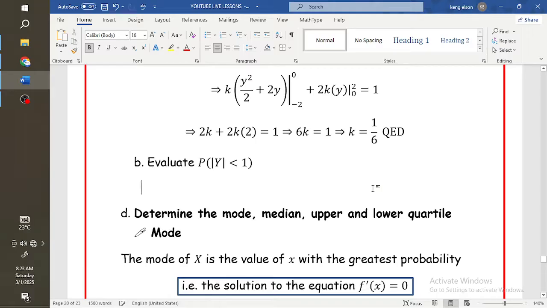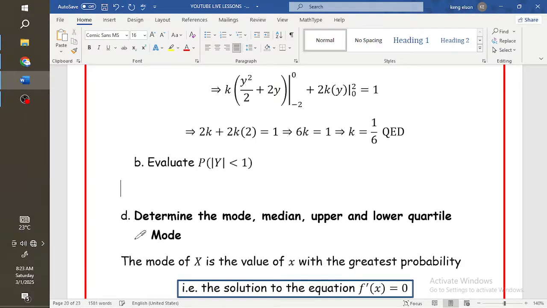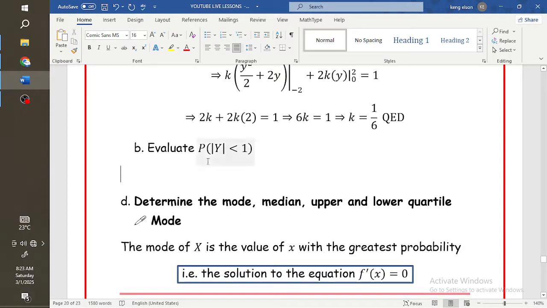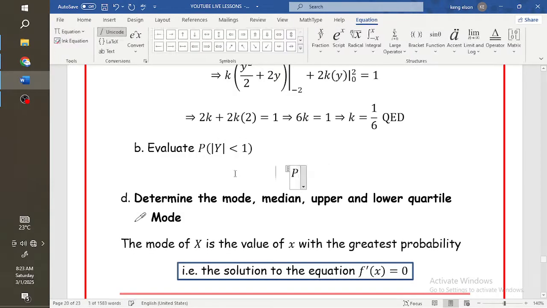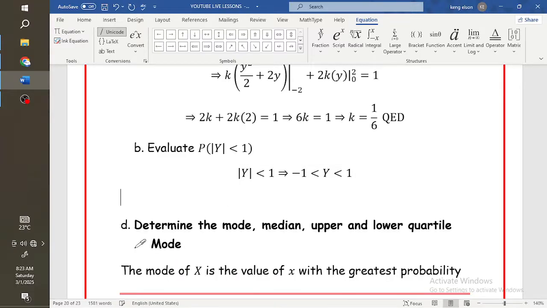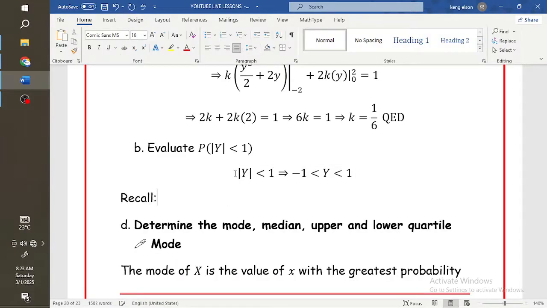We are asked to evaluate this probability. So what we do is that we first of all look for the range of values of y. Okay, we look for the range of values of y. So probability of, now the magnitude of y is less than 1. It means that by definition minus 1 is less than y less than 1. Okay, that's the definition. So let us recall. What do we need to recall? Because you see so many cases like this and you just have to apply this recall I'm giving you.